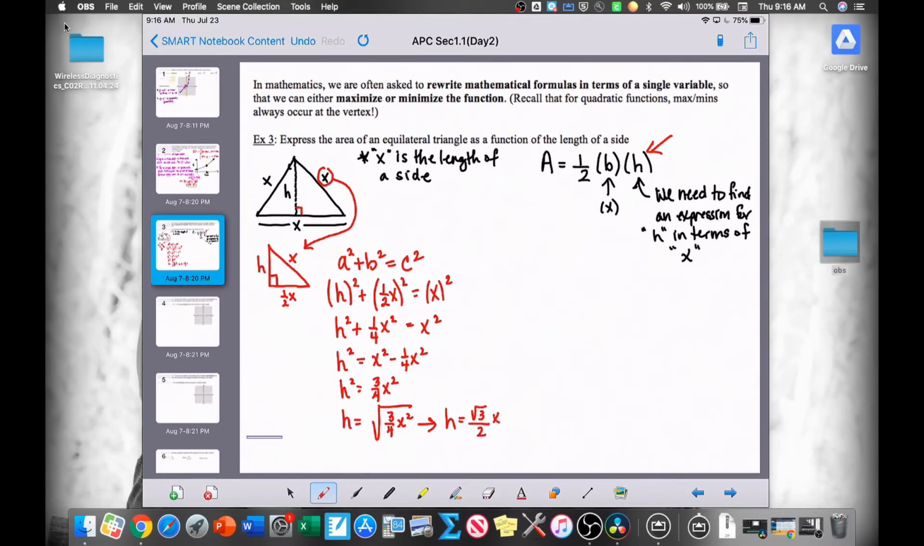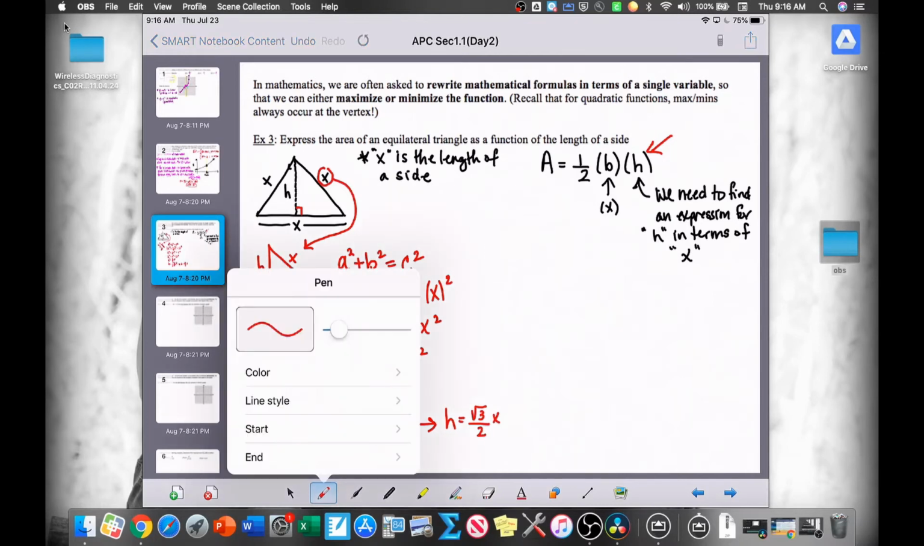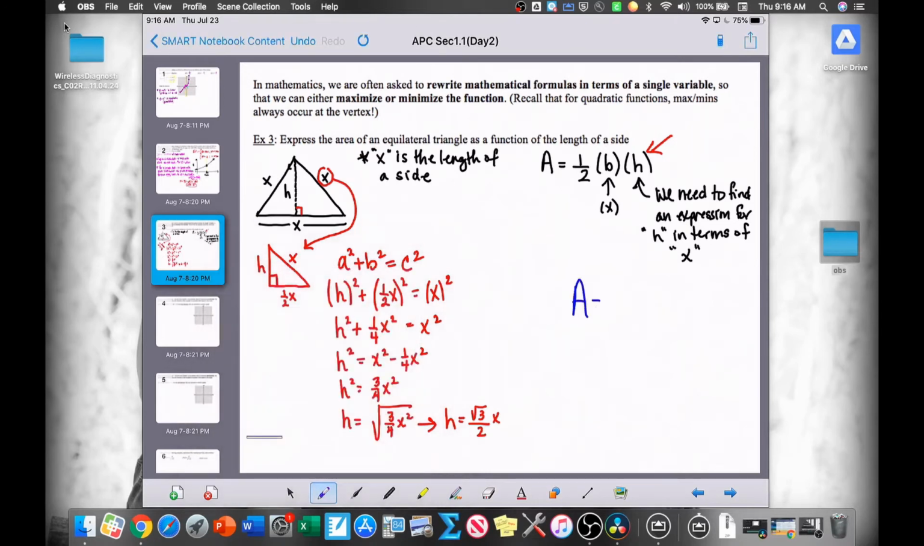So I have just come up with a formula for what h is equal to in terms of x. Now the last step in my problem is going to be to substitute that back into my area formula. So I have area equals 1/2 times my base, which is x, times my height, which is square root of 3 over 2 times x. And then I can simplify this.